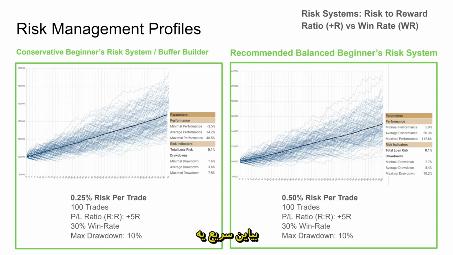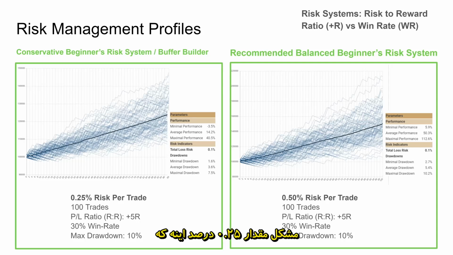So again, let's quickly review the different types of risk systems that we recommend. Again, 0.25% risk per trade. 0.5% risk per trade is the one that I personally recommend. And I think it's better overall because it gives you a little bit more exposure.